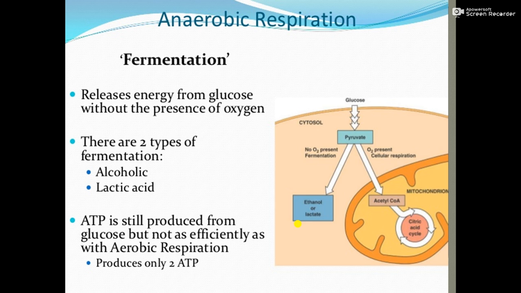Fermentation releases energy from glucose without the presence of oxygen. There are two types of fermentation: one is alcoholic fermentation and another is lactic acid fermentation. ATP is still produced from glucose but not as efficiently as with aerobic respiration. It produces only 2 ATP. So here you can say that glucose, pyruvic acid, no oxygen present in fermentation, ethanol or lactate is produced.